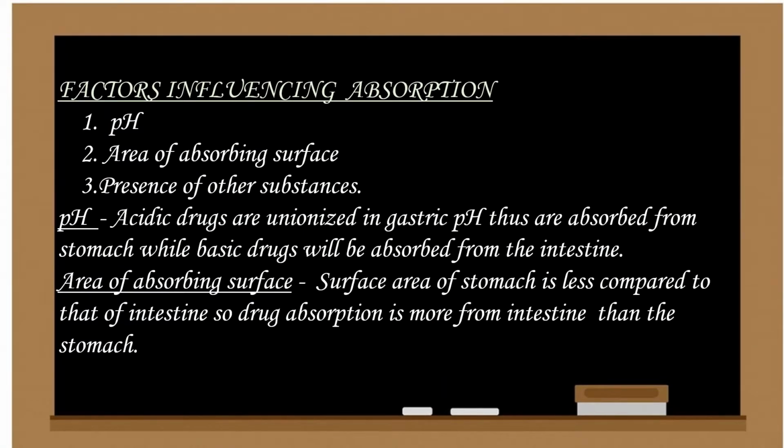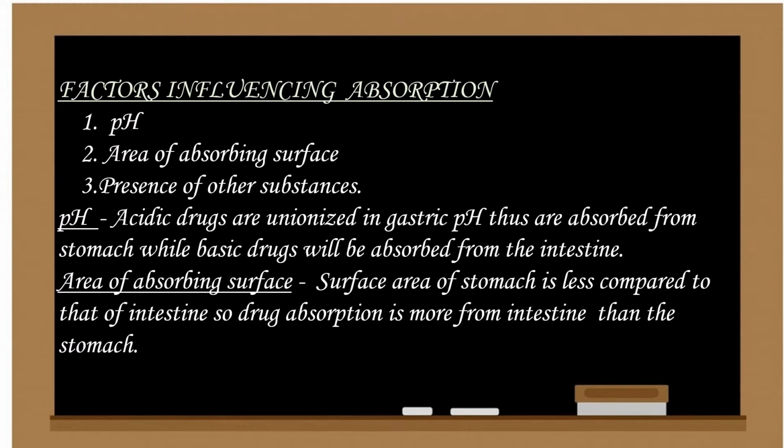Now let us look into the factors that influence absorption. First one is pH. Drugs are absorbed in their unionized or unionised form. So drugs that are acidic in nature are unionized in the gastric pH, and so they are absorbed from stomach, whereas basic drugs are absorbed from the intestine as they are unionized in the intestinal pH.